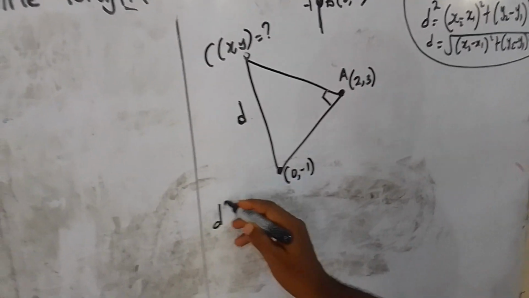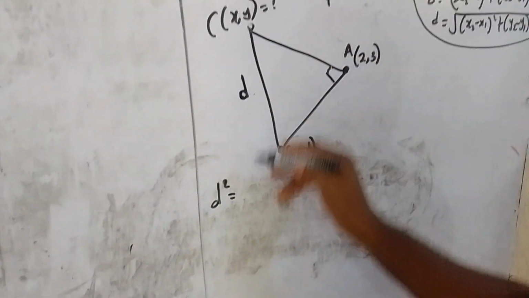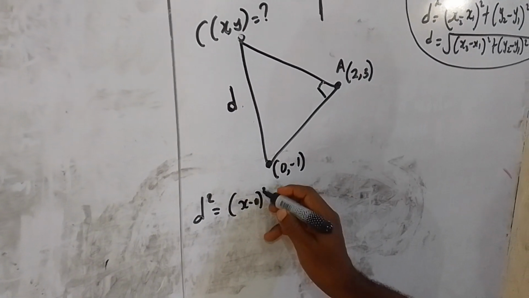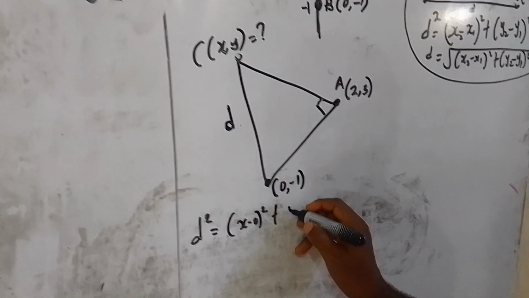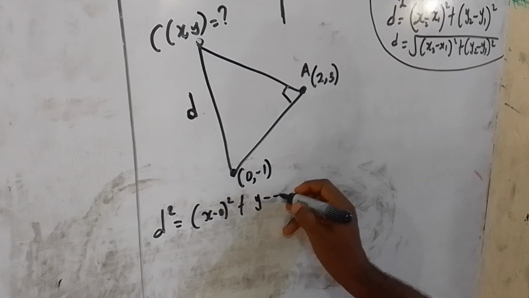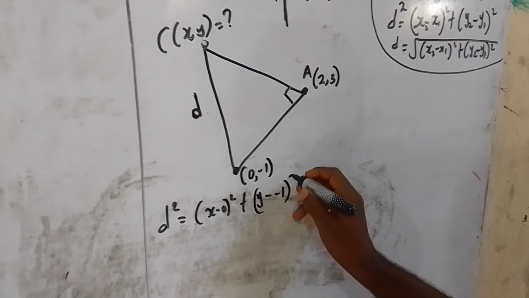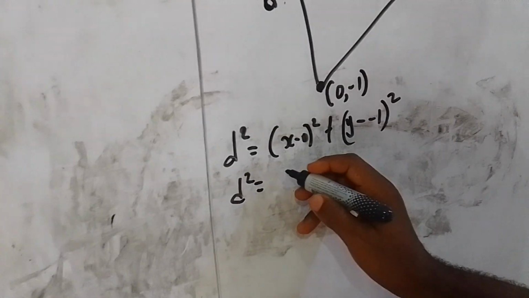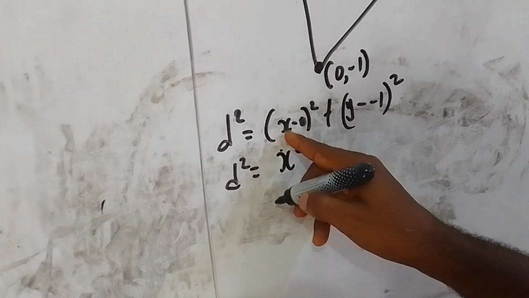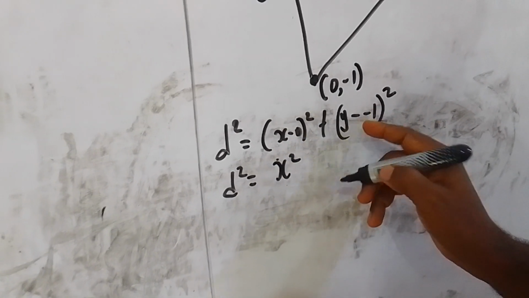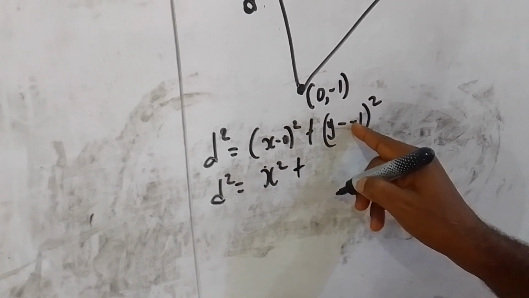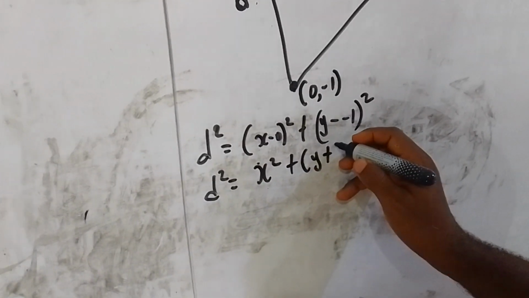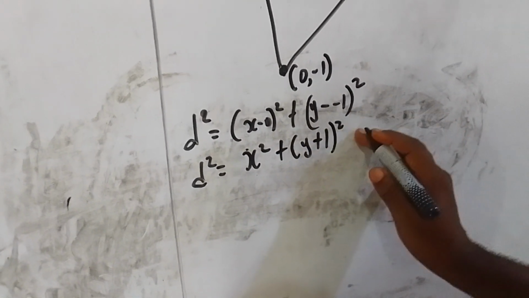So this d square is taken as, for the x, we have x minus 0 squared plus y minus minus 1 squared. So I have my d square to be x square, because x minus 0 is x, then minus times minus is plus, so I have y plus 1 squared.